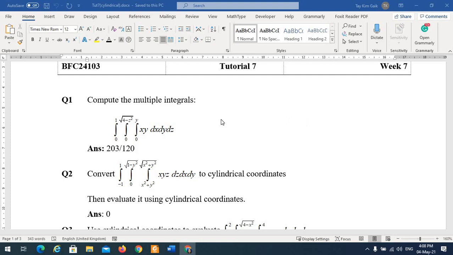Compute the multiple integrals. The triple integral of xy dx dy dz, where the limit of x is from 0 to y, the limit of y is from 0 to square root of 4 minus z squared, and lastly the limit of z is from 0 to 1. So this one you just directly integrate.